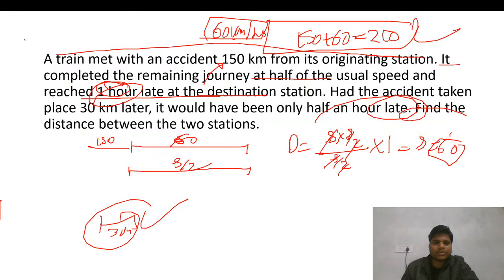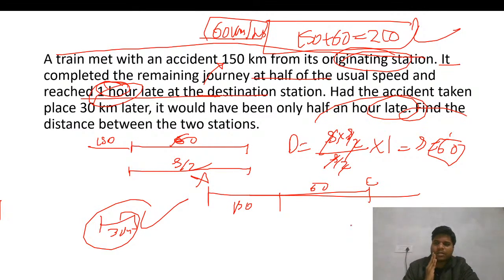Find the distance between two stations. Just see this thing, no? That was the question: the distance between two stations. So that means A and C. A train with an originating station. The originating station is this one, A, 150 kilometer. And after that, this is 60. And the destination station is this one. Is this clear?